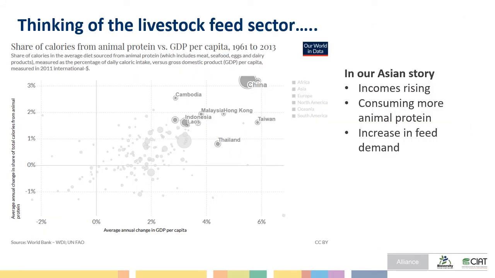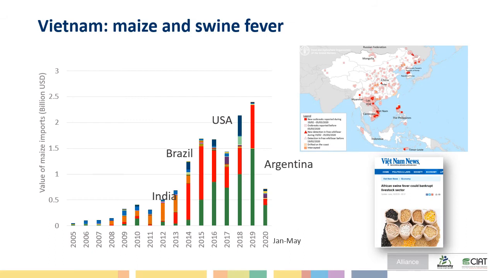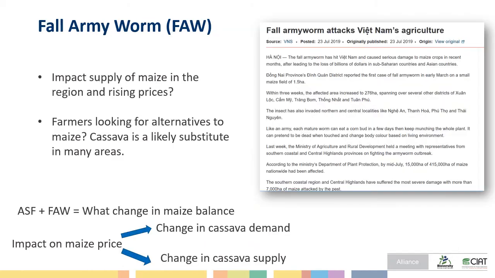So coming back to more current times. In our Asian story, we have some of the fastest growing economies in the area we're working, and that's leading to an increased demand for animal protein and, of course, an increased demand for animal feed. On the left, you can see the import bill of maize for Vietnam, which I think always shocks people: close to $2.5 billion of maize being imported into Vietnam. But then you have an impact like African swine fever, that resulted in a large culling of the swine herd, which will impact feed demand.